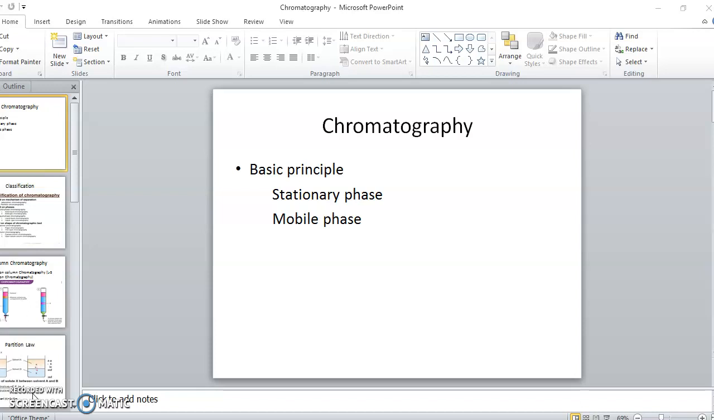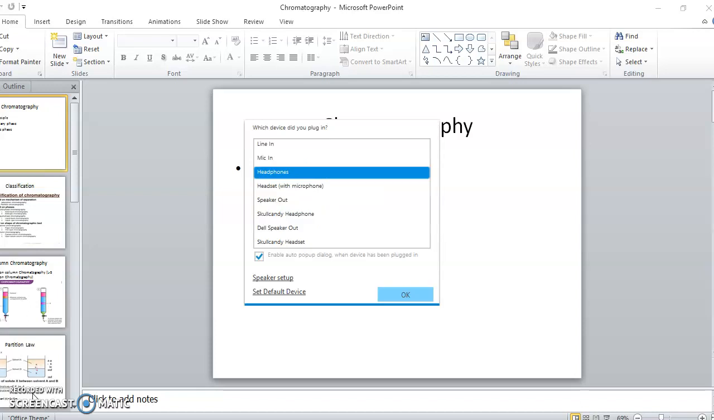The basic principle involved in all chromatography is the involvement of two phases called a stationary phase as well as a mobile phase. A stationary phase is fixed on certain surfaces, while the mobile phase can travel over the stationary phase. Usually the mobile phase carries the components to be separated or identified, and they move over the stationary phase.